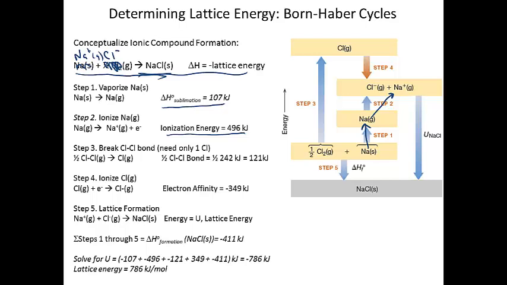Next, we have to arrive at our chloride ions. So first thing we need to do is we're starting with Cl2 in the process we're looking at. And so what we're doing is we have to break a half a mole of Cl-Cl bonds to get a mole of Cl atoms.